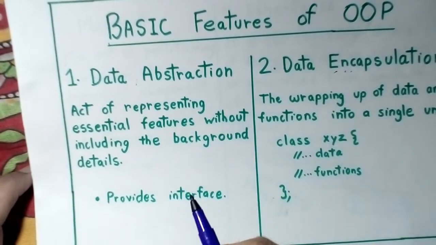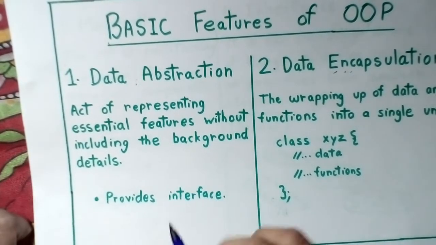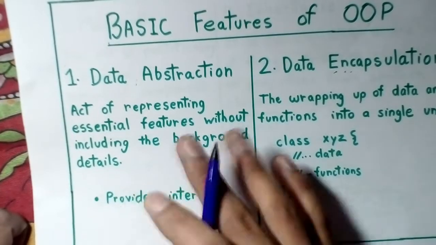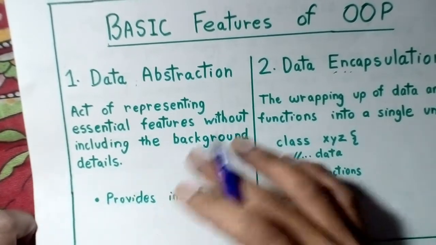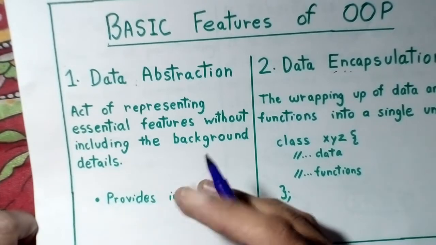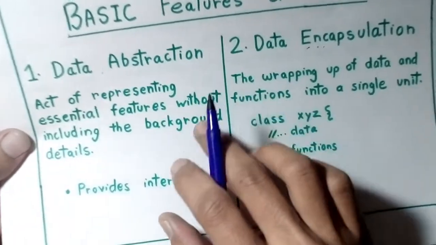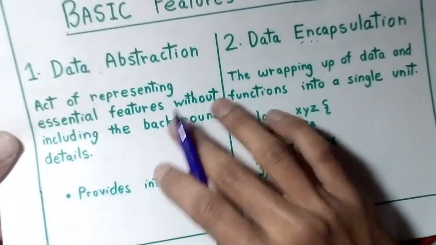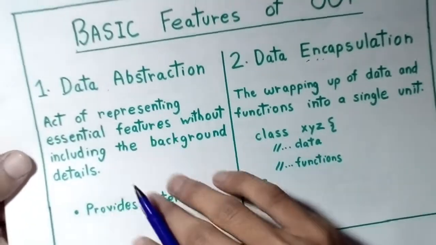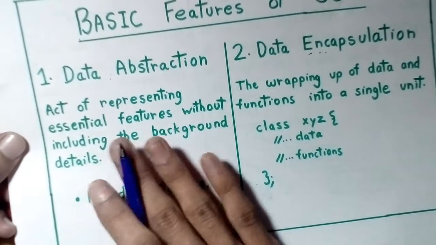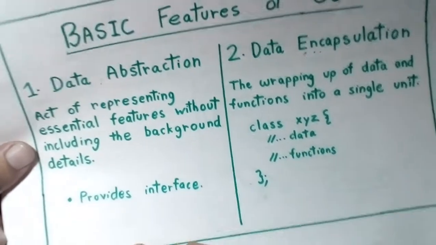So we only need to know the important features, such as how to accelerate, how to apply the brakes, all these important features. These background details are running in the background, so these features are hidden. So this is what data abstraction means. The background details are hidden and only the important features are displayed.